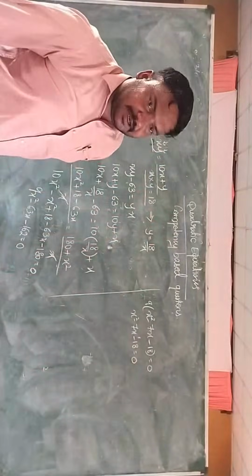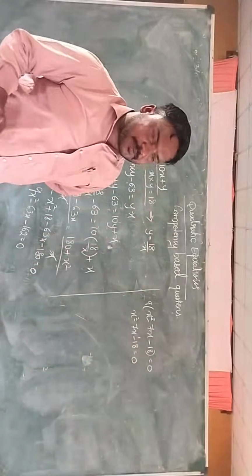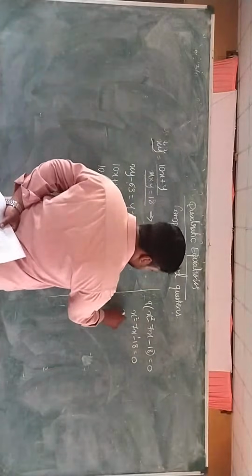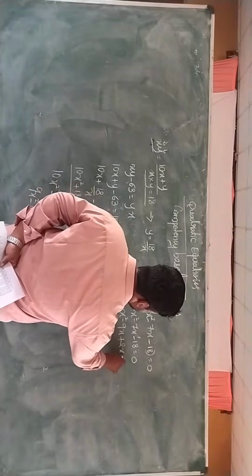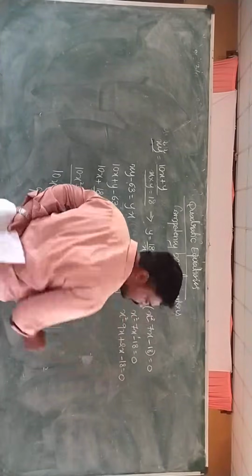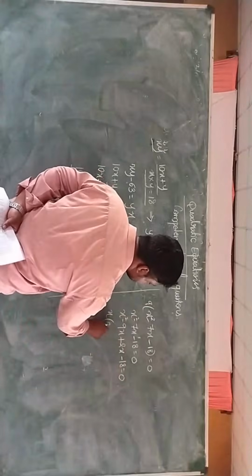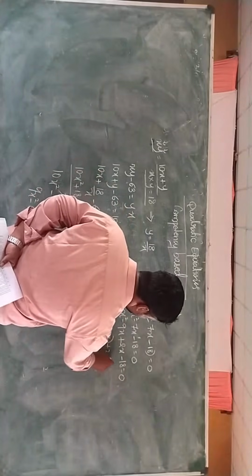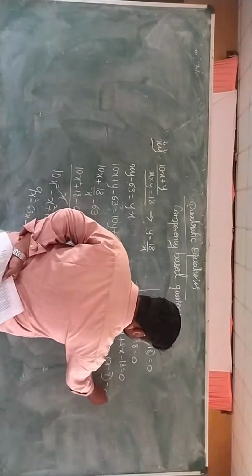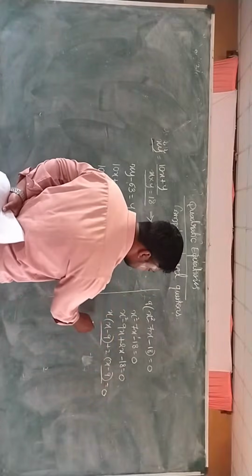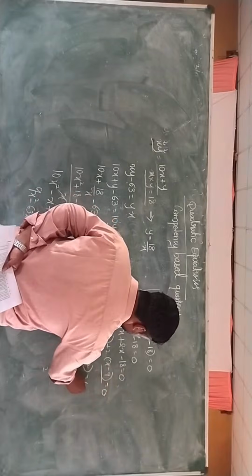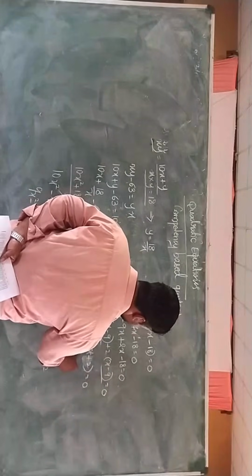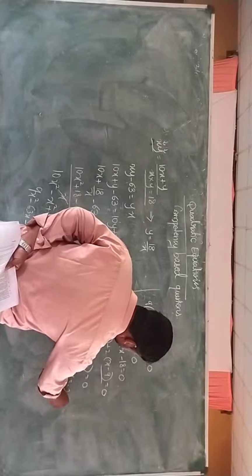Find the factors of 18 such that the sum becomes 7 and the product becomes 18. x square minus 9x plus 2x minus 18 is equal to 0. x is common, x minus 9 is common, plus 2. Again x minus 9 is common. x minus 9 into the bracket x plus 2 is equal to 0. So x is equal to 9 or x is equal to minus 2.